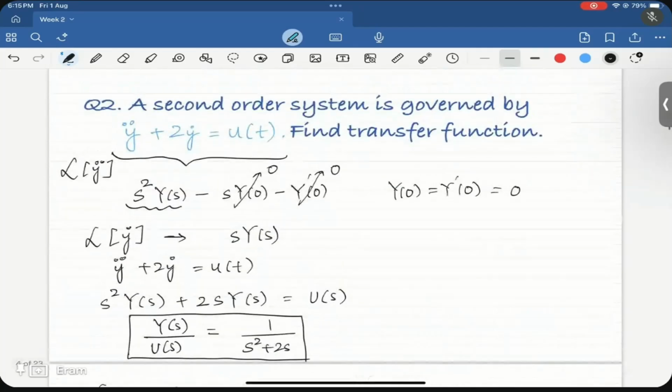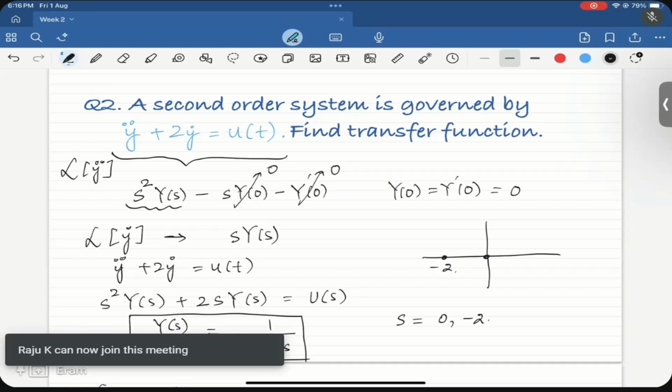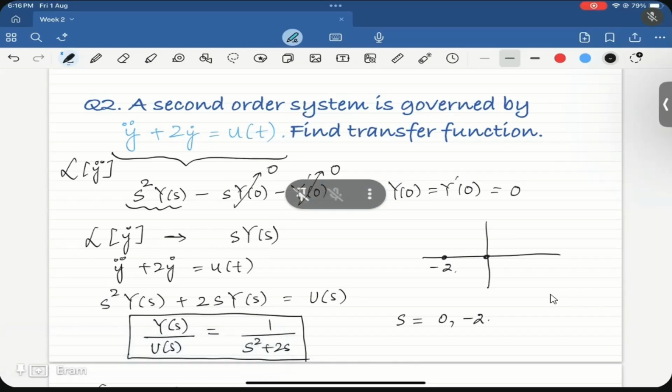Okay, so now for this question, can you find out the poles of this system? The poles are s equals to 0 and minus 2. So are they on the left half of the s plane? One pole is at the origin and the other is on the left half plane. The condition is that all the poles should lie on the left half plane. This system is not satisfying this criterion, so it is not BIBO stable.